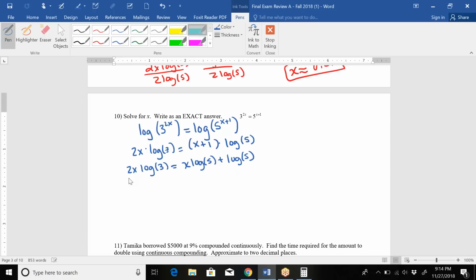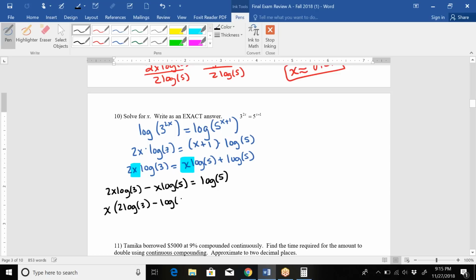Notice that we have two terms that have x, this one and this one. So we're going to move those two terms to the same side together. So we subtract the x log 5 over. The goal of doing that is just like when we were solving literal equations back in Unit 1. We were trying to isolate the x on one side so that we could factor it out. So we'll pull the x out, and that leaves me with a 2 log 3 minus a log 5, parentheses, and then equals the log 5 on the other side.